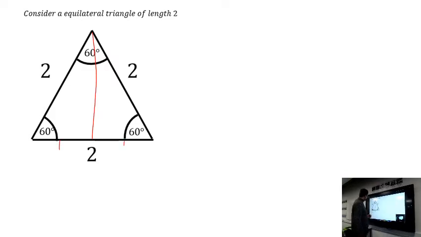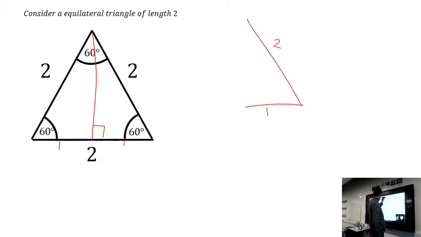So I'm going to draw my... We should be able to see that this is a right-angled triangle. So I'm going to redraw this. Here this is 2, this is 1, and this angle here is 60. This angle here is 90. So this angle here has to be 30. So we're going to use the trig functions to create some formulae.